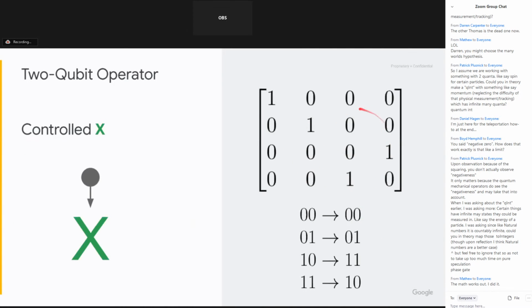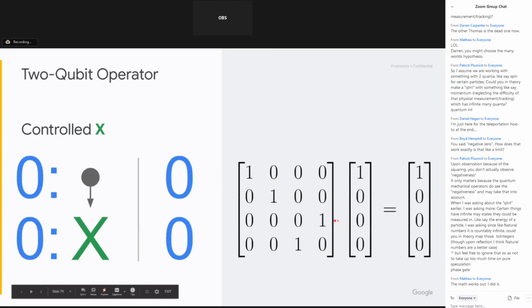Here's a little cheat sheet right here. This matrix takes this state and maps it to that one. This state maps it to that one. 1, 0 goes to 1, 1. Why is that? This is the control bit. This is the bit that gets knotted. Control not. Control X.